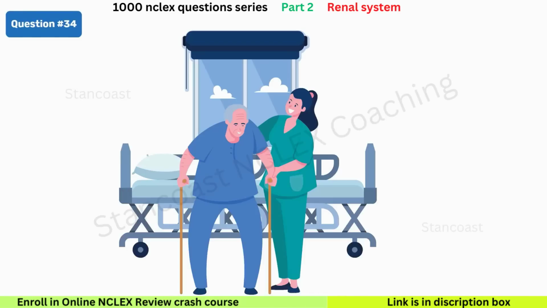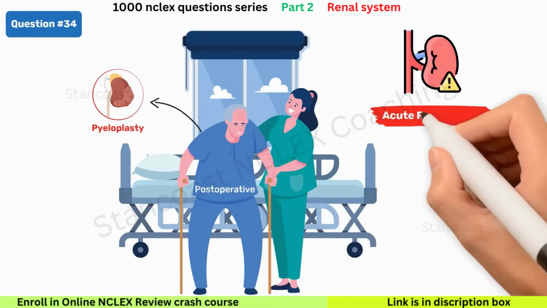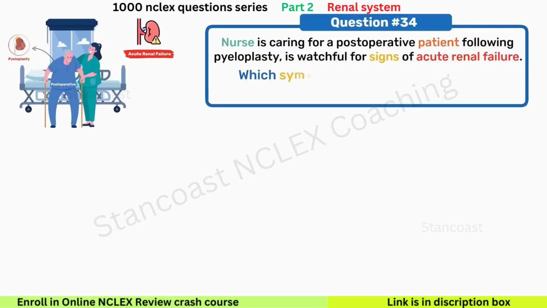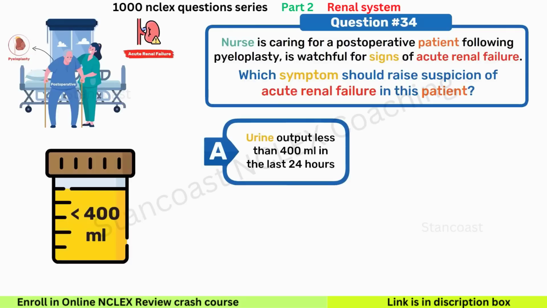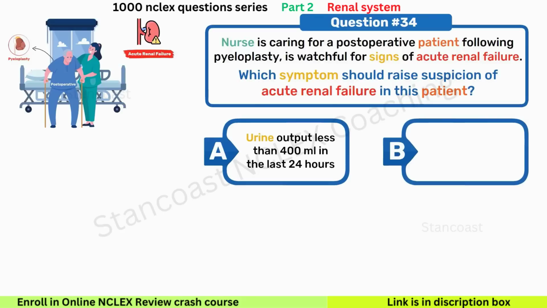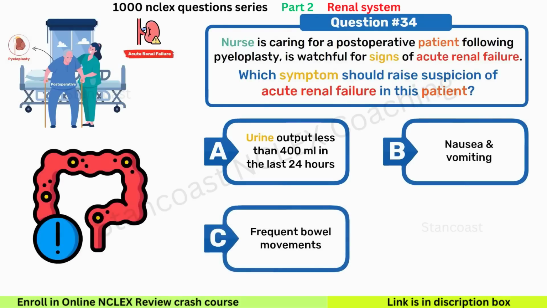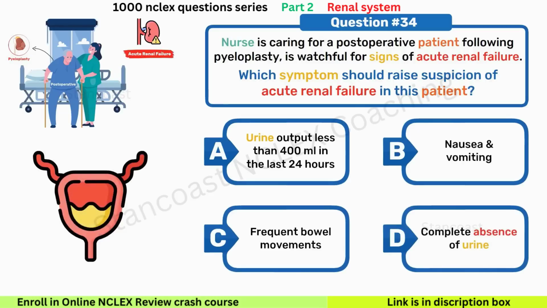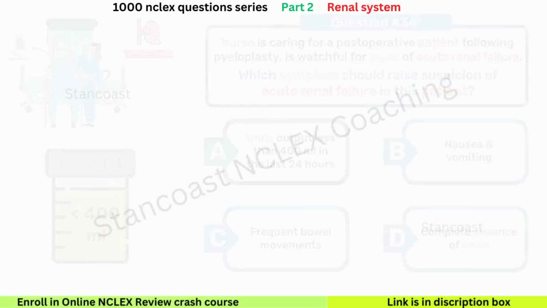A nurse caring for a post-operative patient following pyeloplasty is watchful for signs of acute renal failure. Which symptoms should raise suspicion of acute renal failure in this patient? A. Urine output less than 400 milliliters in the last 24 hours. B. Nausea and vomiting. C. Frequent bowel movements. D. Complete absence of urine. Correct answer is A. Urine output less than 400 milliliters in the last 24 hours.